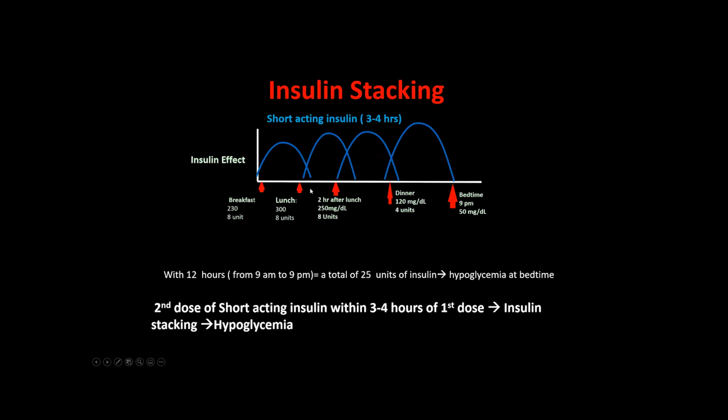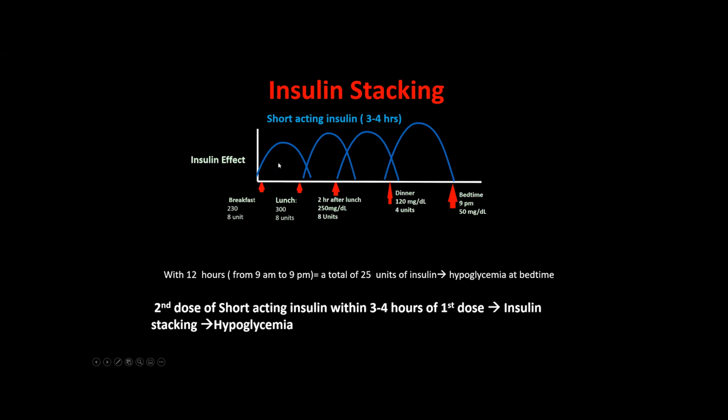sometimes the patient is worried, they check it 2 hours after lunch, or because of the scale you check it again, and then it's high, you give another 8 units. So at dinner again, it's normal, he got another scale dose again, and it dropped at bedtime. So the point is, within 12 hours, in this example between 9 a.m. to 9 p.m., the patient ends up getting 25 units.